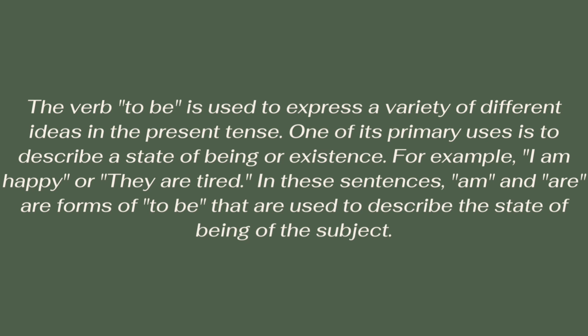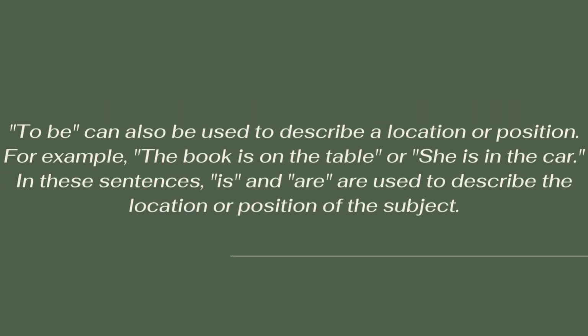To be can also be used to describe a location or position. For example, the book is on the table or she's in the car. In these sentences, is and are used to describe the location or position of the subject.